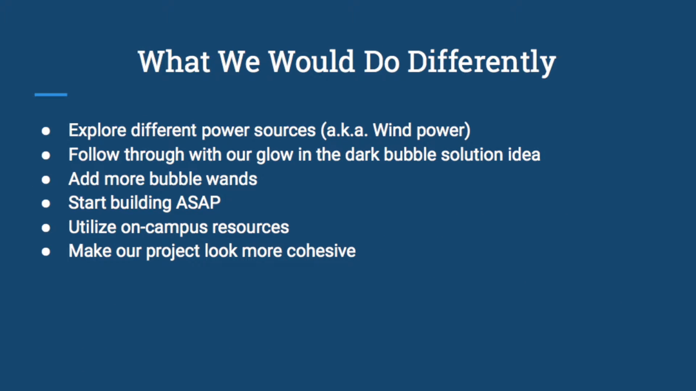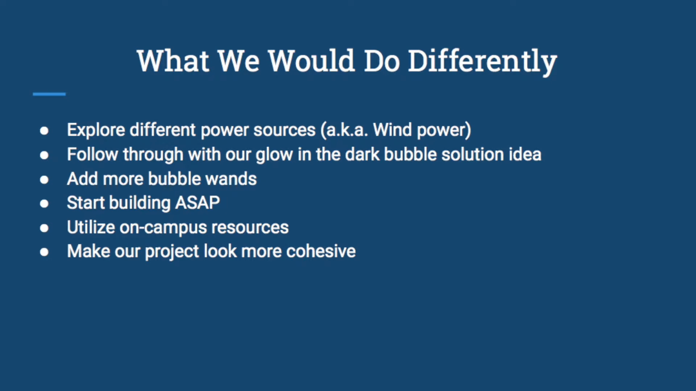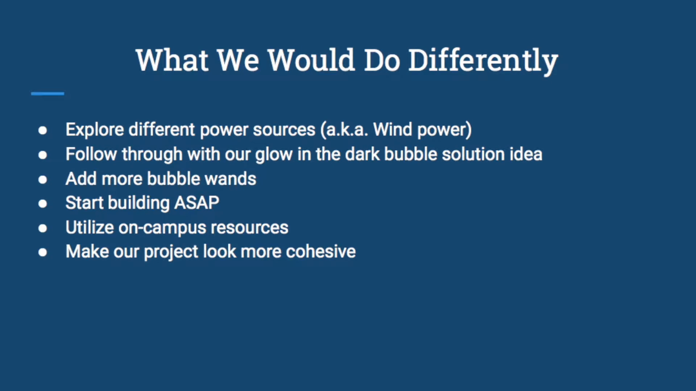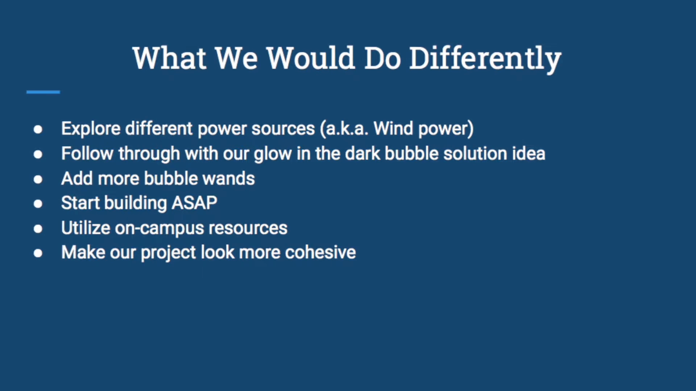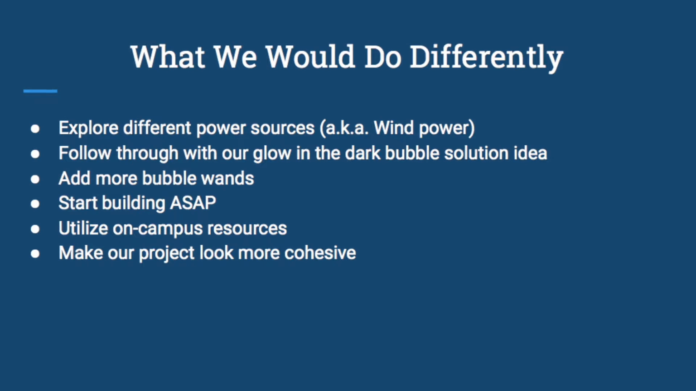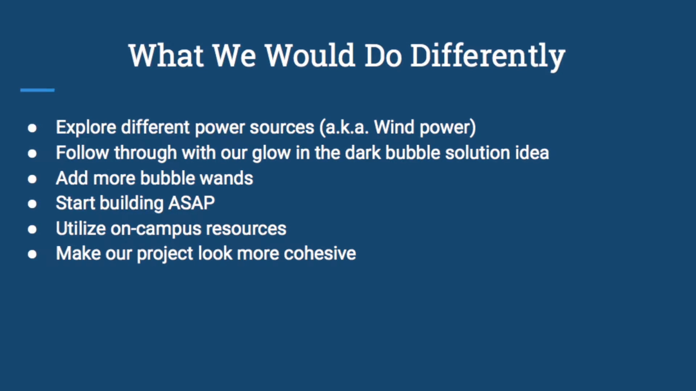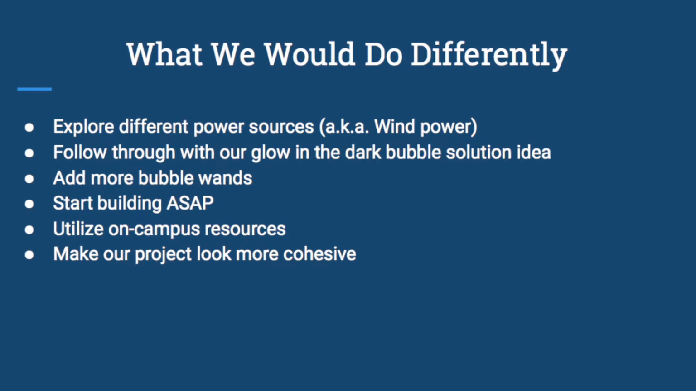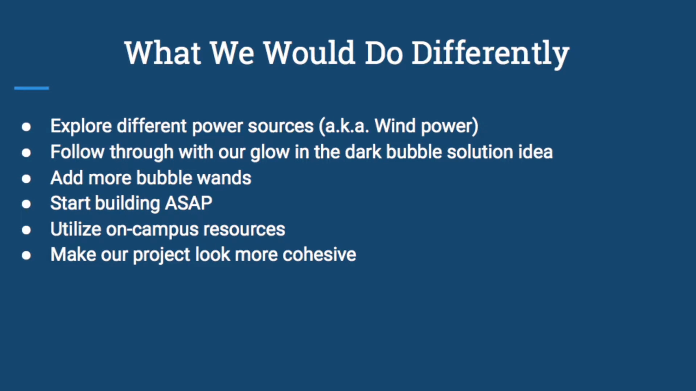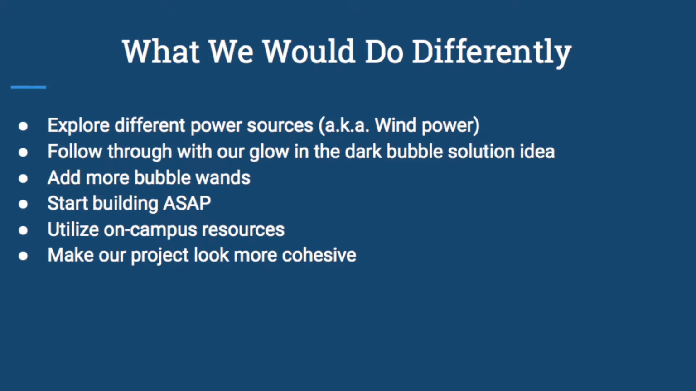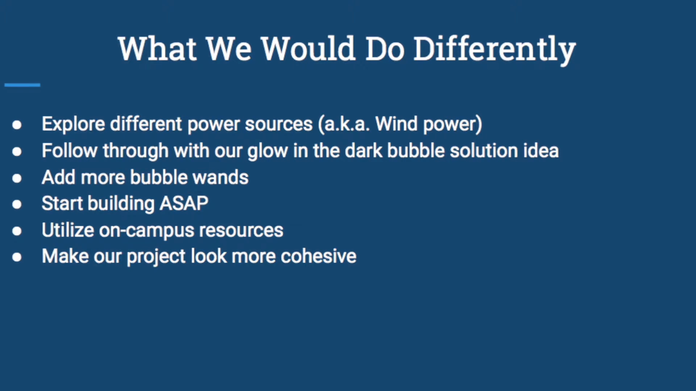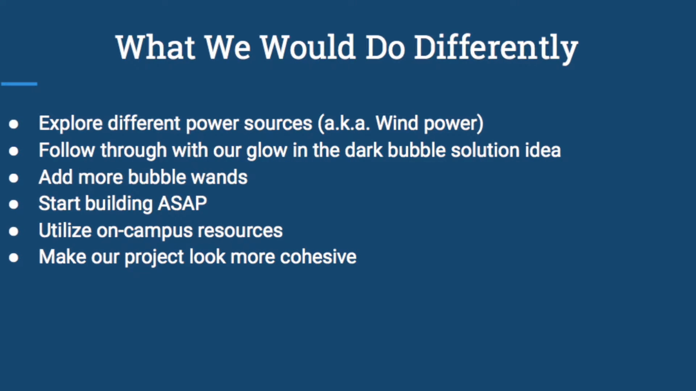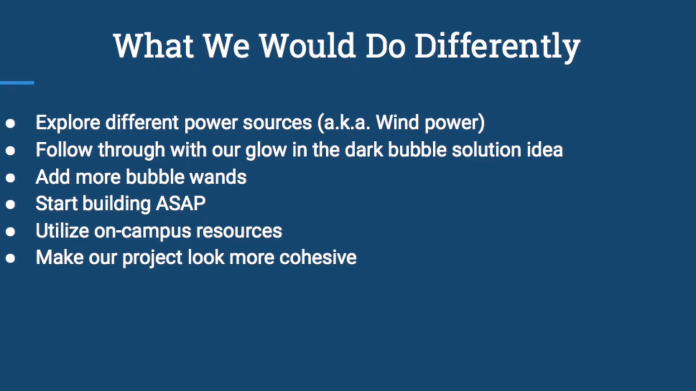If we could do it all over again, there are a couple of things that we would have done differently. First of all, we would explore different power sources, especially wind power sources, since those that used wind power sources on FEDD day did better than those that didn't, since they could use a bigger fan and consequently blow more bubbles faster. In addition, it would have been good to follow through with our glow-in-the-dark bubble solution idea, because that would have given us more creativity points. Adding more bubble wands is also a good idea, since it would allow us to maximize the amount of bubbles produced in 1 minute.